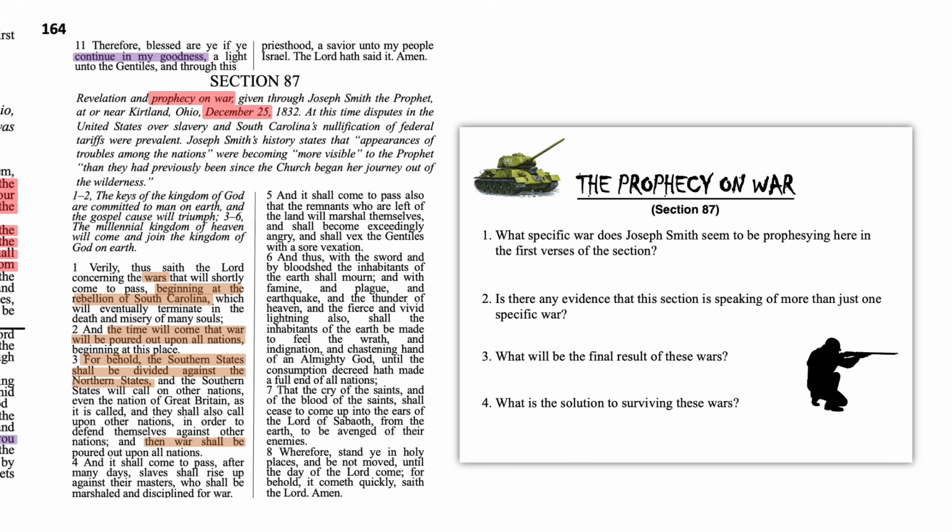How will all of that begin? It will begin, as already noted, with the rebellion of South Carolina. And then the southern states shall be divided against the northern states. Then the southern states would call upon Great Britain, all of which happened, and then war would be poured out on all nations. In other words, the American Civil War would mark the beginning of a new age of warfare, that the Civil War would be a starting point, an indication that the world had entered a new age, an age of war unlike anything previous.